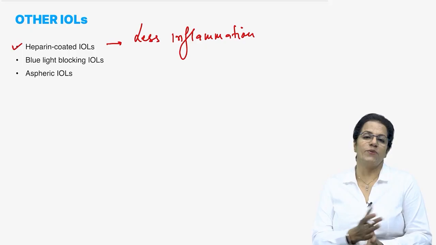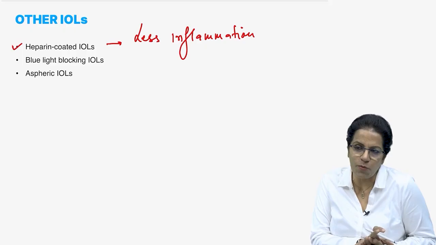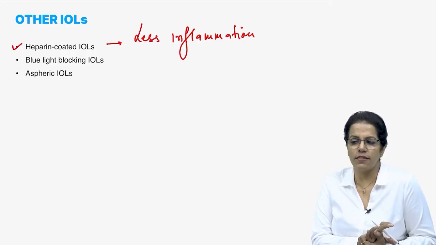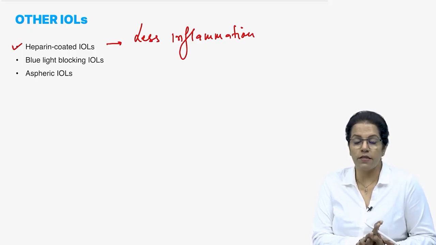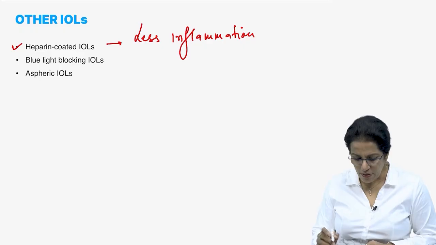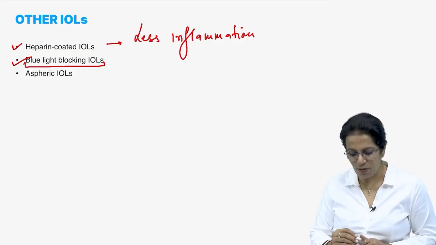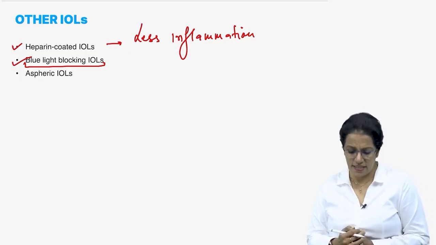Blue light blocking IOLs. When your lens becomes cataractous, it starts absorbing blue light, and you get not used to this blue light anymore. So once you are operated, this blue light may really trouble you a lot, and it's anyway not very good for the retina. So there are IOLs which can block this blue light. These are called blue light blocking IOLs.